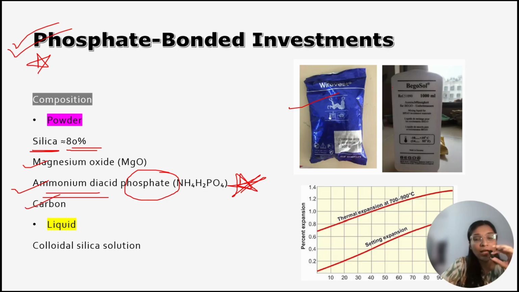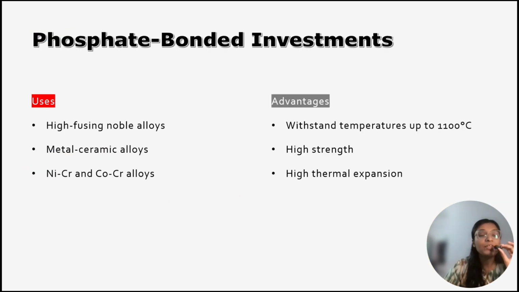There are also, if the carbon is absent, then there is carbon free investment. And the special liquid is colloidal silica solution. So this is a colloidal silica solution which is required to make the phosphate bonded investment. Then what are the uses of phosphate bonded investment?